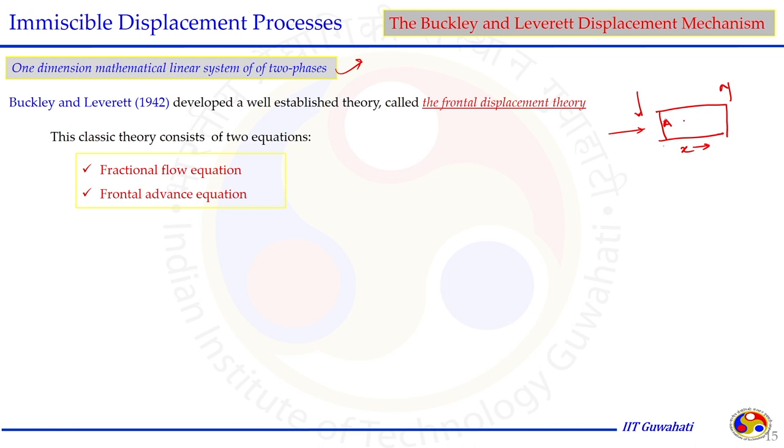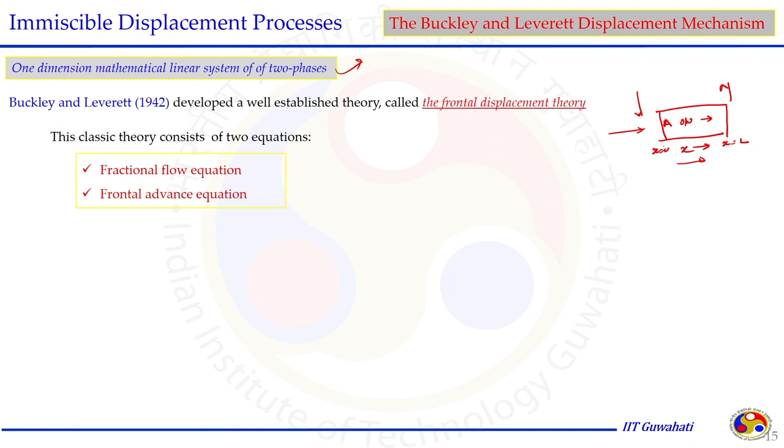And both oil and water will move towards the production well like this. This x is equal to 0. This is x is equal to L. In this case, only fluid is considered to flow in one dimension, and that is the x direction. This is also called the unidirectional flow of the system.